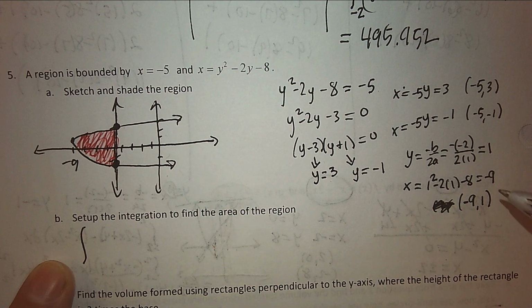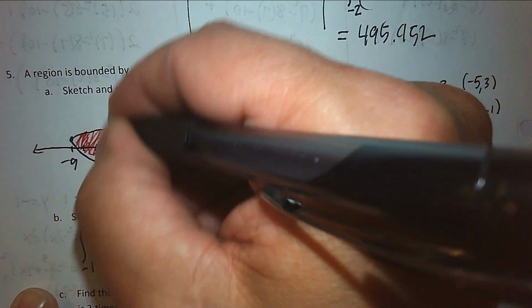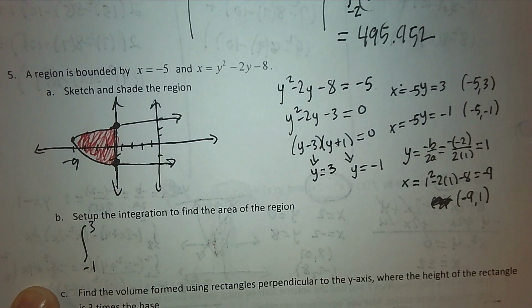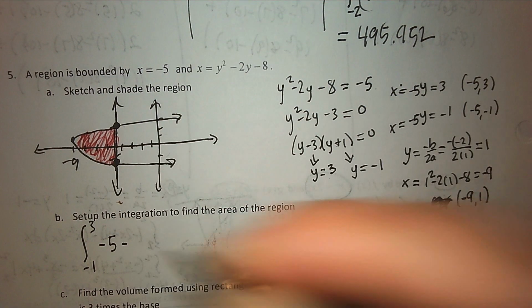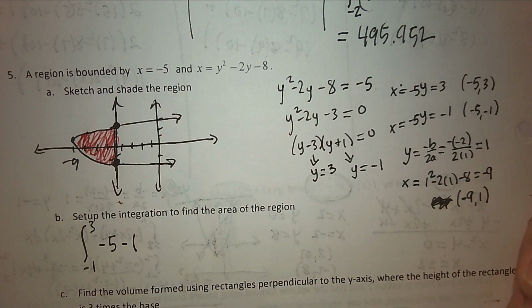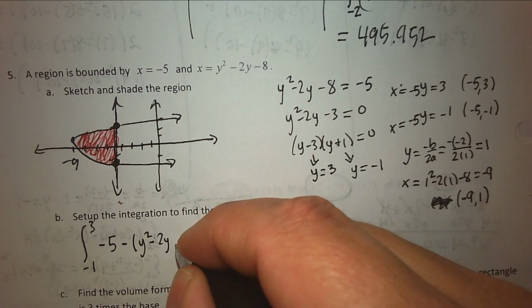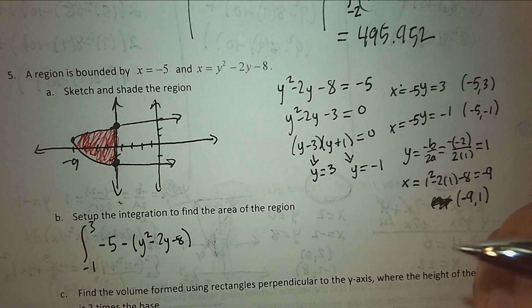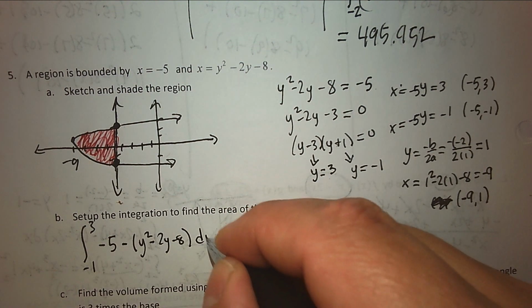The bounds are -1 and 3. What's on the right compared to the left? The right is the vertical line, which is -5, and you subtract, use parentheses, and what's on the left is y squared minus 2y, subtract 8. No squaring or nothing, just right, subtract left, and that's dy.